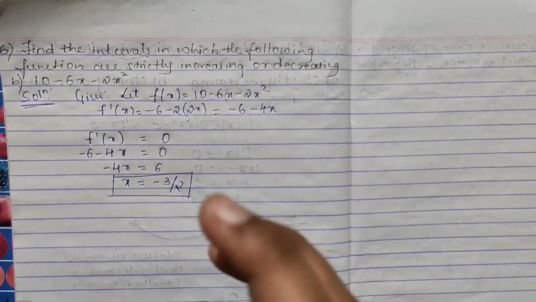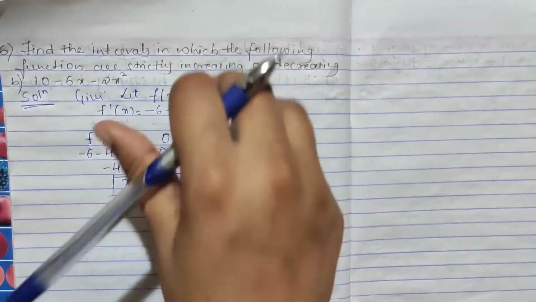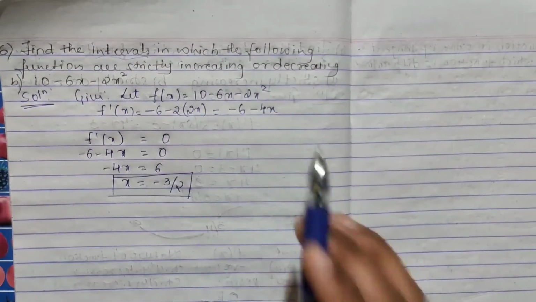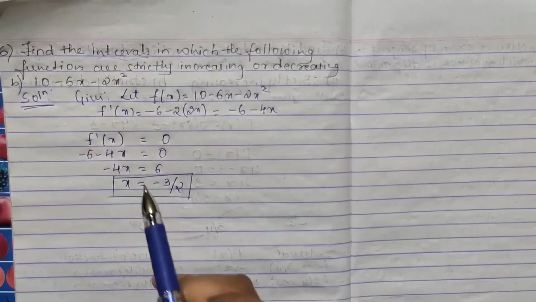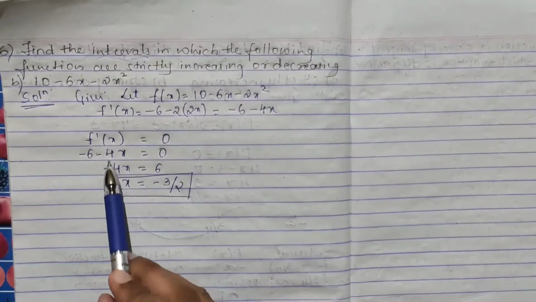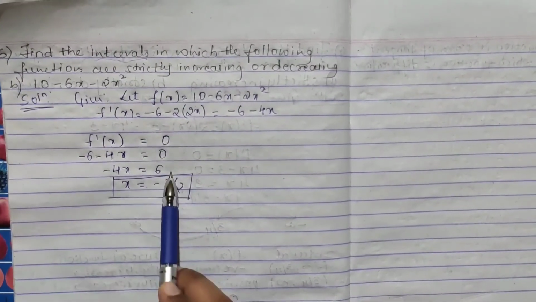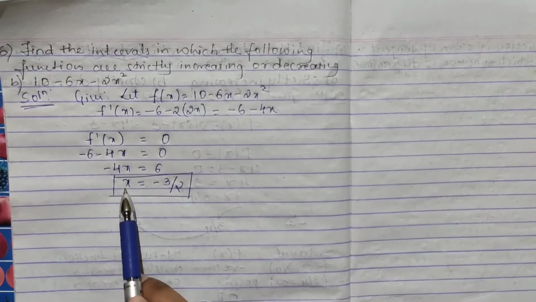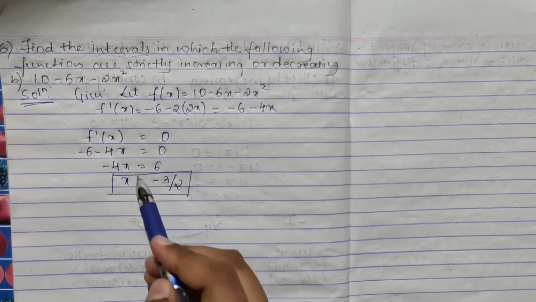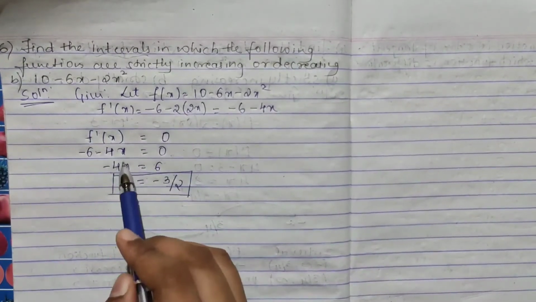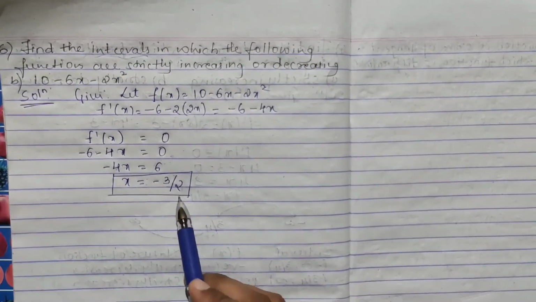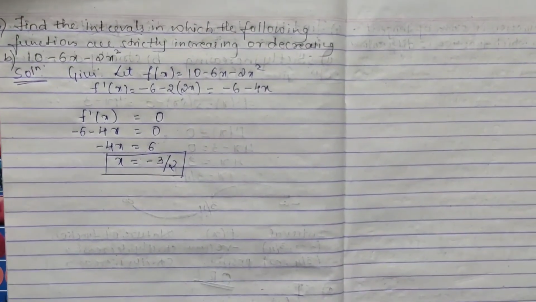I have said you, whenever they tell you find the intervals, what you have to do is equate f dash of x to 0, because you have to find your x value. We want our interval, right? So f dash of x is minus 6 minus 4x is equal to 0. So minus 4x skip here, 6 take it to the other side, so minus becomes plus. X value I get 6 divided by 4, which is 3 by 2. So X is equal to minus 3 by 2.